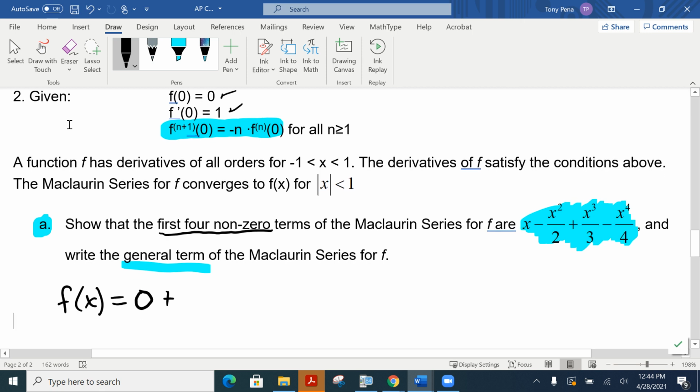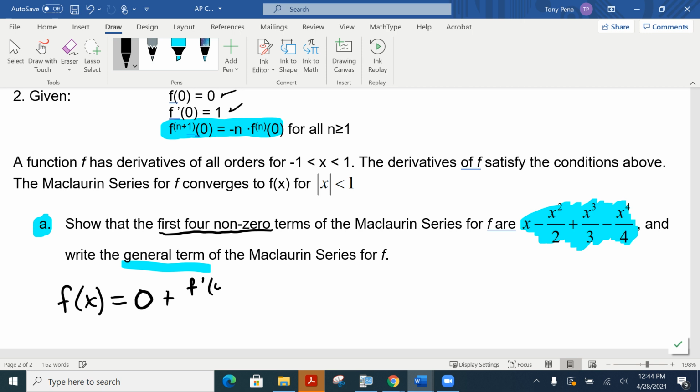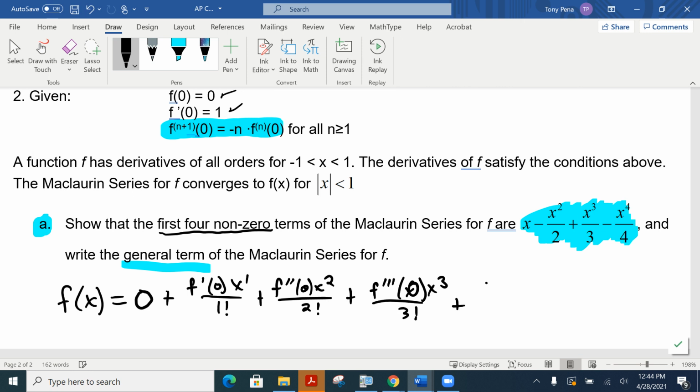Actually, let me just write the formula. So in a Taylor series, Maclaurin series, we would now want f prime of 0, x to the first, 1 factorial. And then we want the second derivative at 0, x squared, 2 factorial. Third derivative at 0, x cubed, 3 factorial. Then we probably need at least one more to get to the fourth non-zero term. And then we'll want to come up with whatever that general term is.